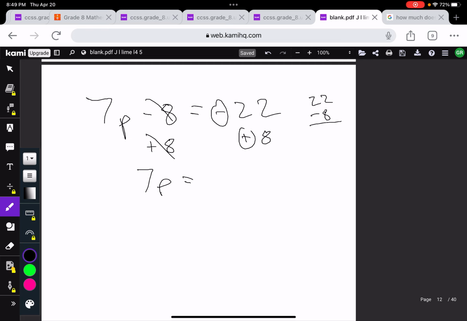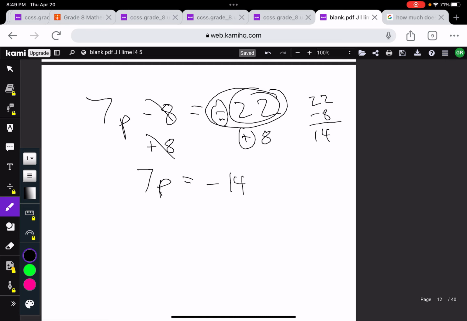22 minus 8, it's 14. And the bigger one, we keep the bigger one's sign. This one's bigger because it's negative. Or no, because 22 is bigger, but it's negative. So our answer is going to be a negative 14. So negative 22 plus 8 is negative 14.